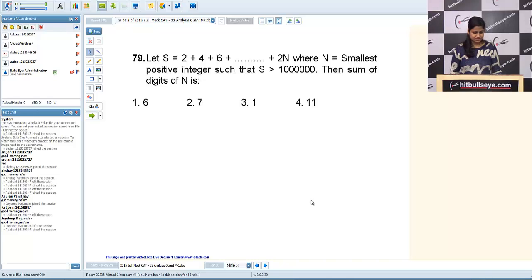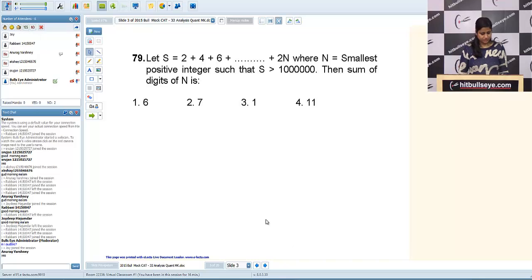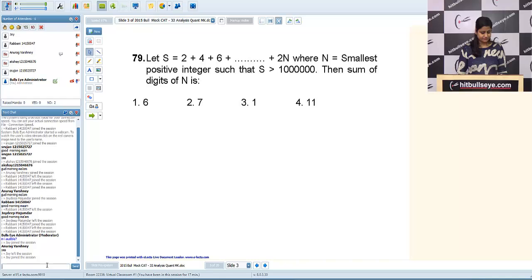Any problem in this question? Question number 79. Yes, guys. Any problem in 79th question? Yes, Rabbani, Anurag, Akshay and Srujan. Question number 79. If you have any problem in any question and you want me to explain that question, please write explain in the chat box. Should I skip this question as well? Okay, moving to next question.